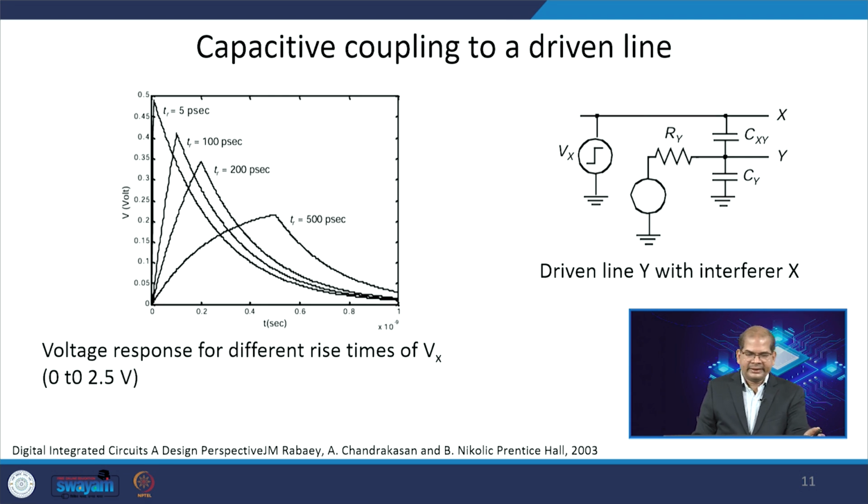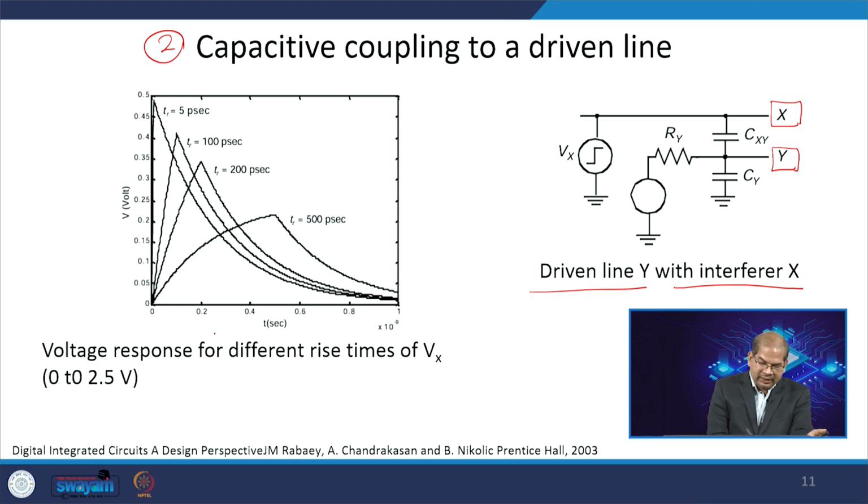This is the second type of capacitive coupling, where you have one line x and the other line is also a driven line. The driven line is y, and the interferer or the aggressor is x. So, x is the aggressor net and y is the victim net. If you see, you have a few observations here: the x axis is the time and the y axis is the voltage, the height of the glitch.